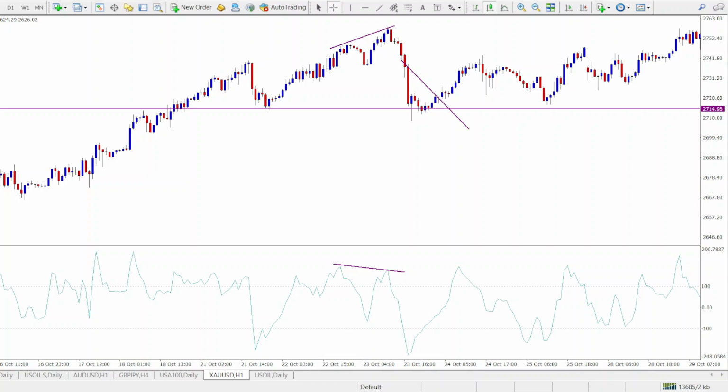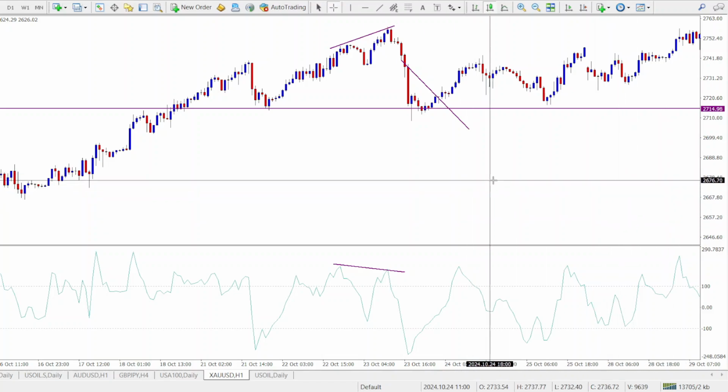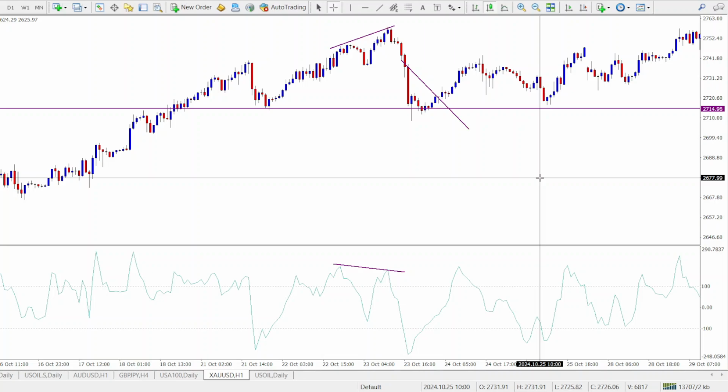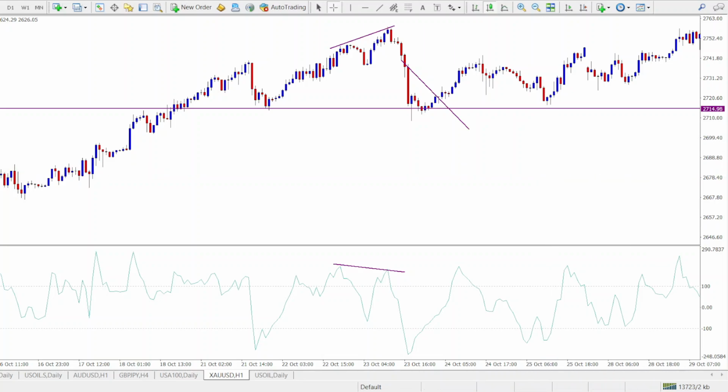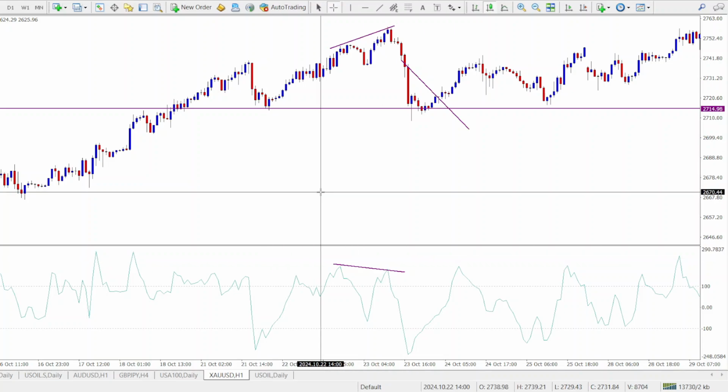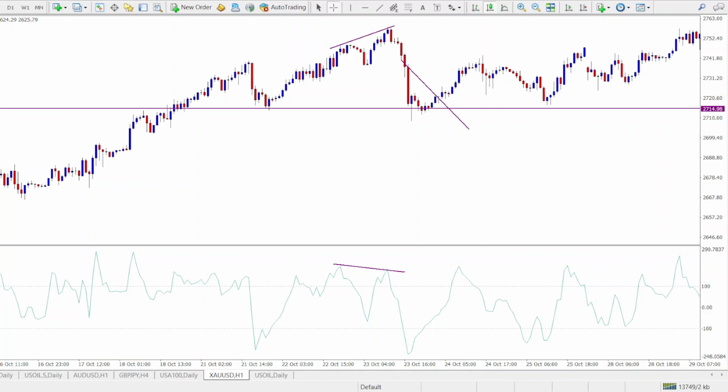Now remember, divergence alone is not a foolproof signal. It's not a foolproof signal that a reversal is imminent. And this strategy in itself is not foolproof. This strategy does not guarantee profit, please. So make sure that you have that in mind.